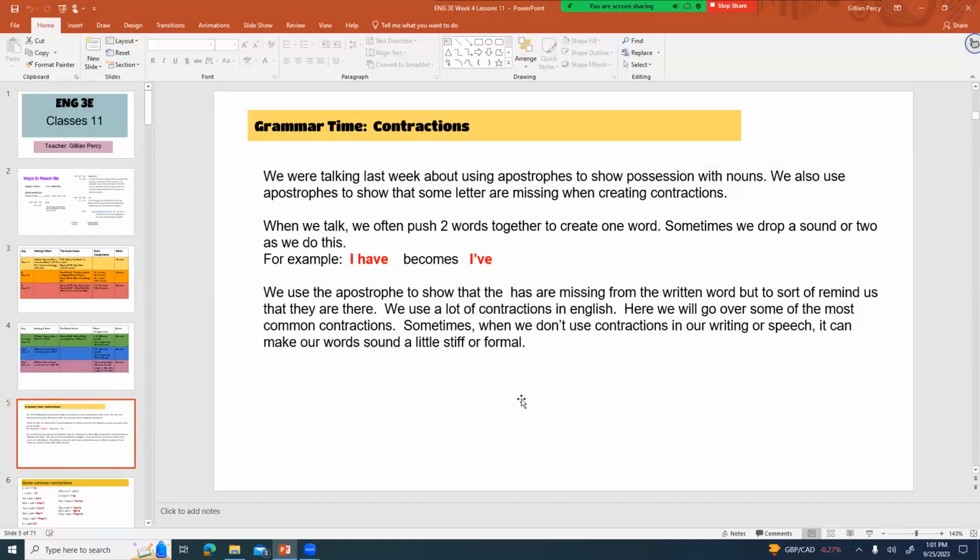Okay. So as always, we're doing a little bit of grammar each day just because there's so much to go through, and I want to make sure we cover everything before the end. So, talking today about contractions.